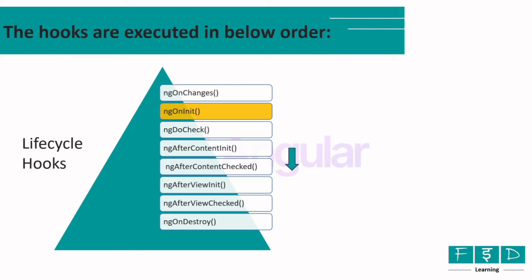Second hook is ngOnInit. It will execute once our component is initialized. Third is ngDoCheck. It will also execute multiple times if any change is detected in a component, like a button click or any action or event, then the ngDoCheck hook will get called.